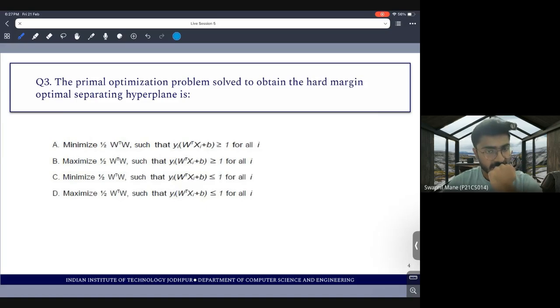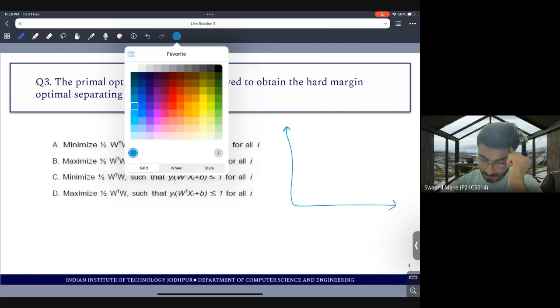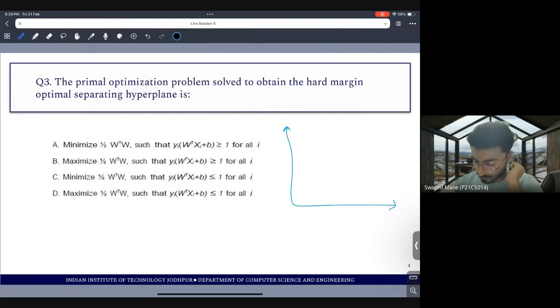Yes, anyone? Okay. Maybe I will recall some things so that you will get some points to understand clearly. May reduce the brightness. Yeah. So, we have points.